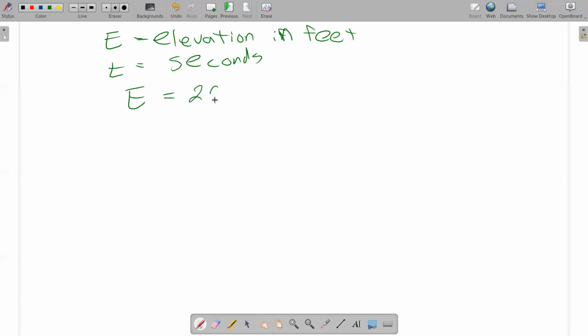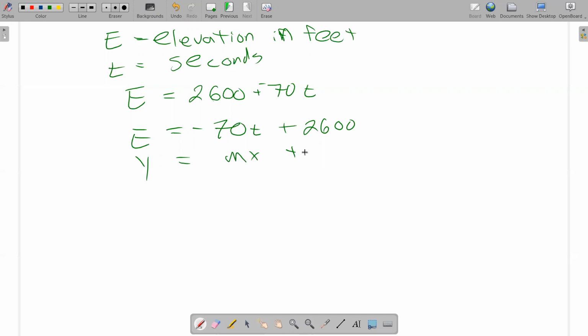And then the equation E equals 2,600 minus 70t, and I'm going to rewrite that. I'm going to switch these two. Now, when you subtract a number, that's like adding the opposite. So the 70 is the negative thing. So I could also write this as E equals negative 70 times t plus 2,600. And I'm thinking about the y equals mx plus b thing. So this tells me the negative 70 is my slope, and the 2,600 is part of my y-intercept.